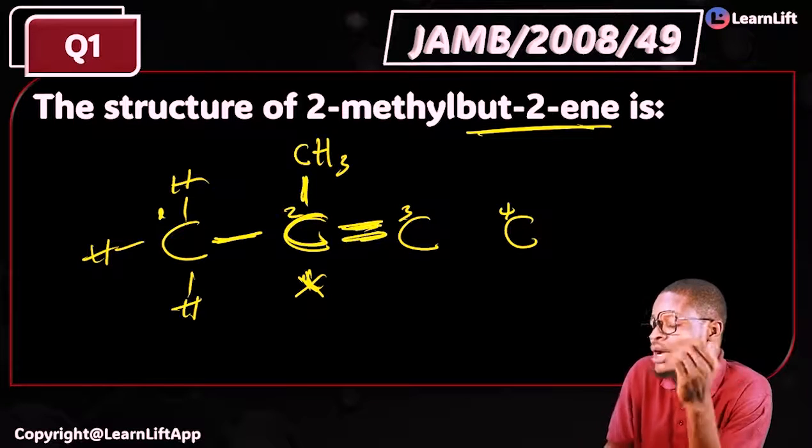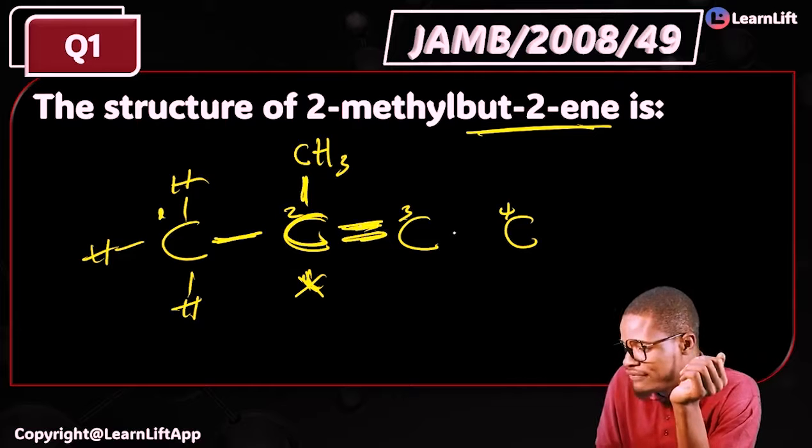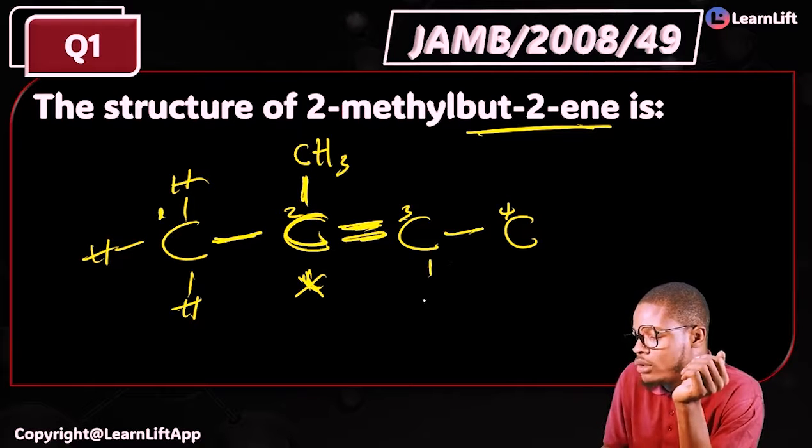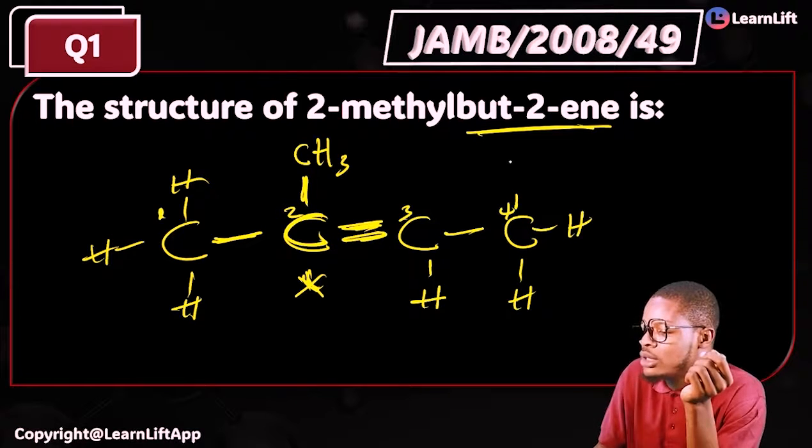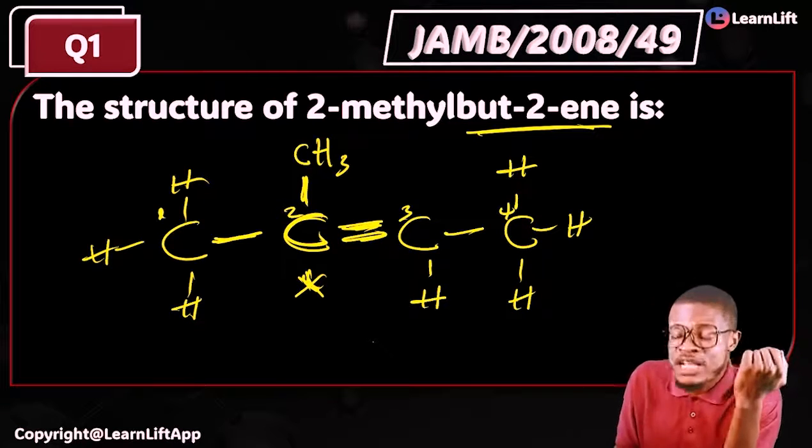Here is your 4. So you don't need to add anything at the base. So what do we have here? 1, 2, 3, and 4. Probably hydrogen here, like this. Then here is now hydrogen. Then here is your what? Hydrogen. Here is your what? Hydrogen. So if we are to draw this in the compressed form, how is it going to be?